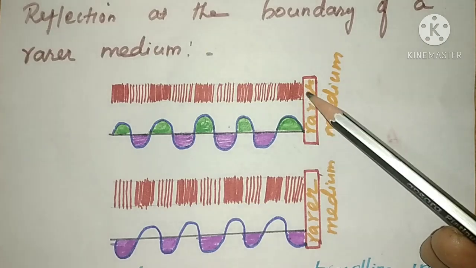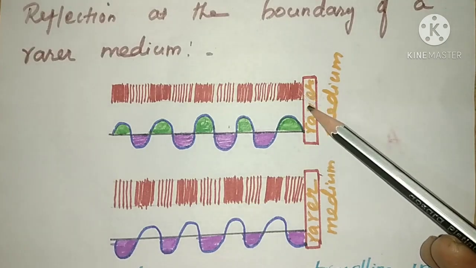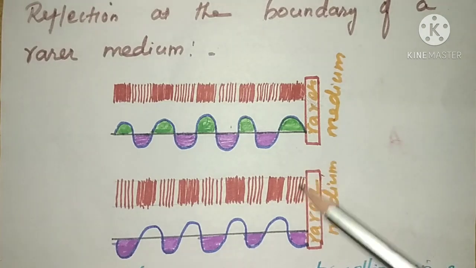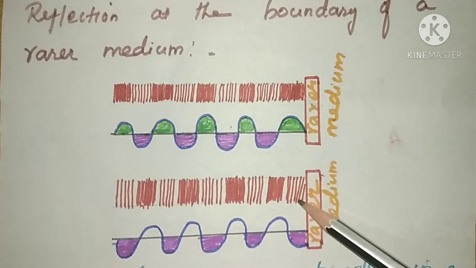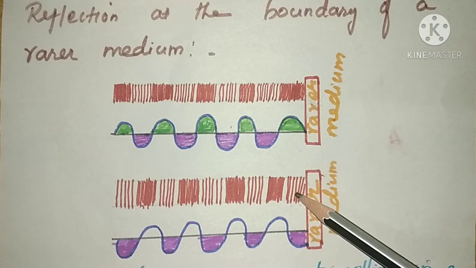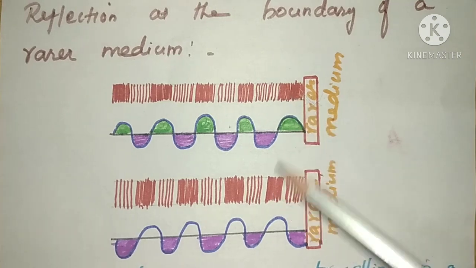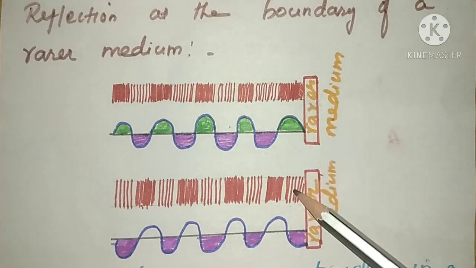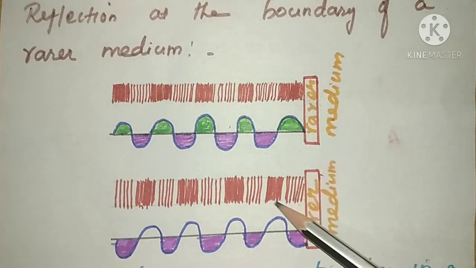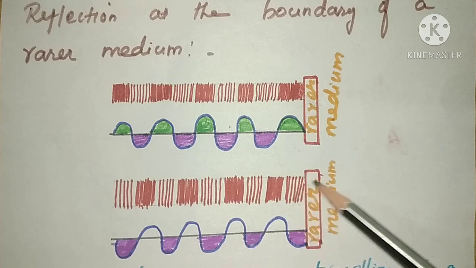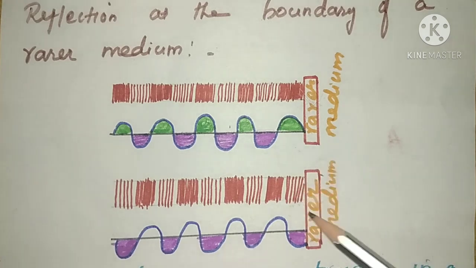It is able to push backwards. That is why, nearer to this rarer medium, what will be forming? Yes, rarefaction is formed, not compression. In the previous case we studied that compression is formed, but here in the reflected wave, rarefaction is forming. What is the reason? It is the rarer medium.